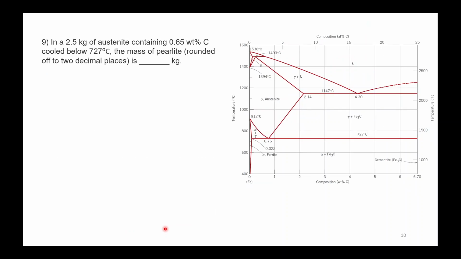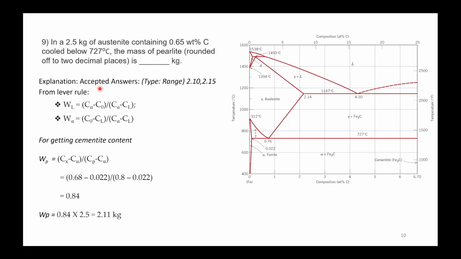Now in the ninth question, you are given the weight of the steel. 2.5 kg of austenite containing 0.65 weight percent of carbon is cooled below 727 degrees Celsius. This is your eutectoid temperature. The mass of pearlite, rounded off to 2 decimal places, in kg, you have to tell. So you first calculate the mass fraction, then multiply with this mass of austenite. For the mass fraction you have to use the lever rule.